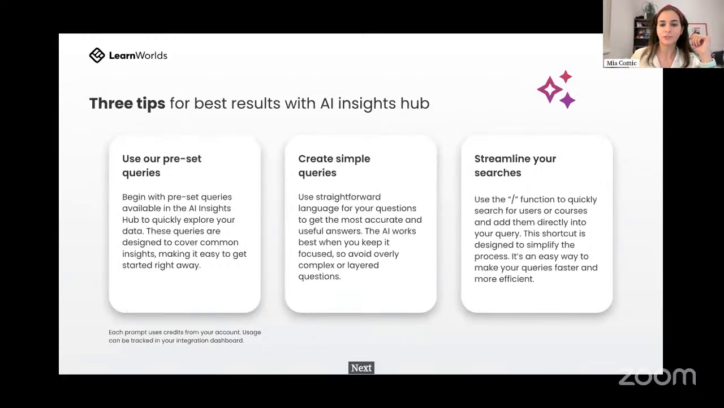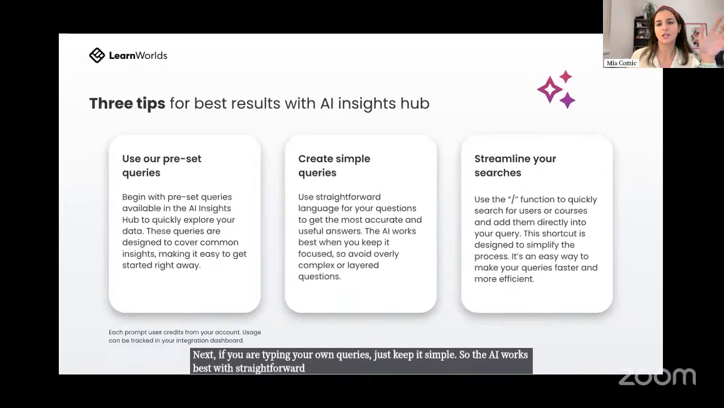Next, if you are typing your own queries, just keep it simple. So the AI works best with straightforward questions. So instead of trying to combine too many things into a single question, like revenue, engagement, or course completions all in one, ask one clear question at a time.